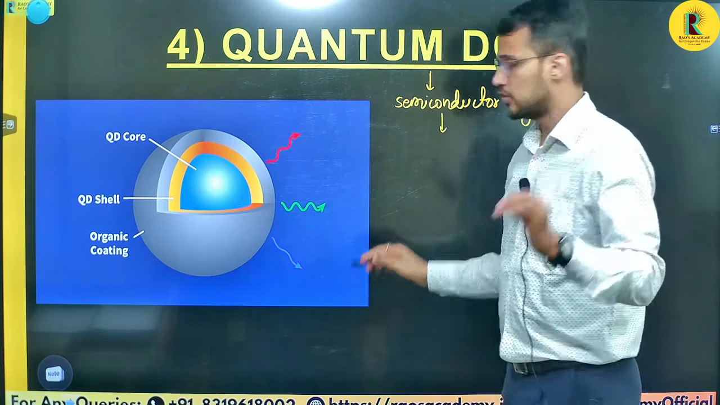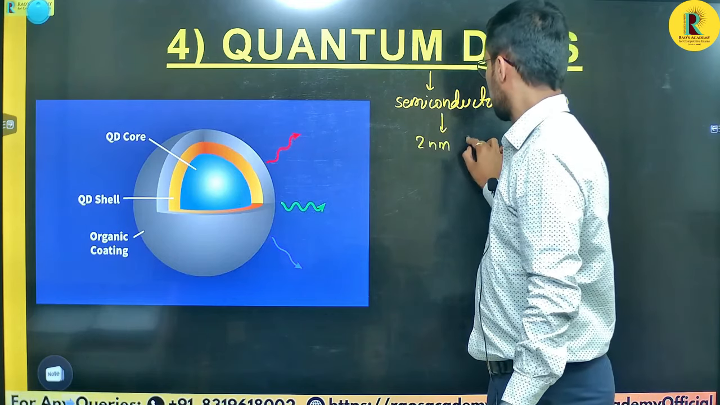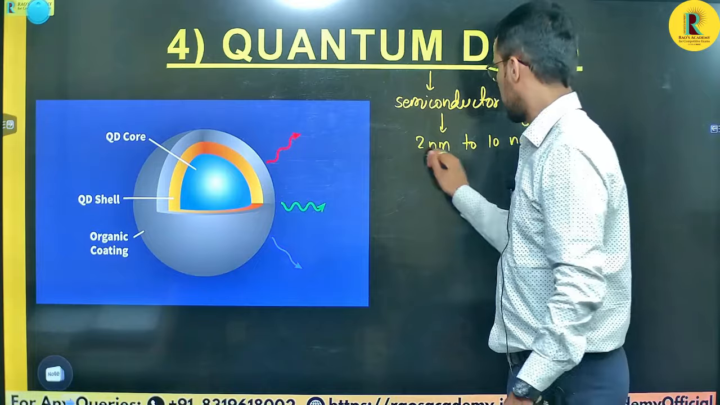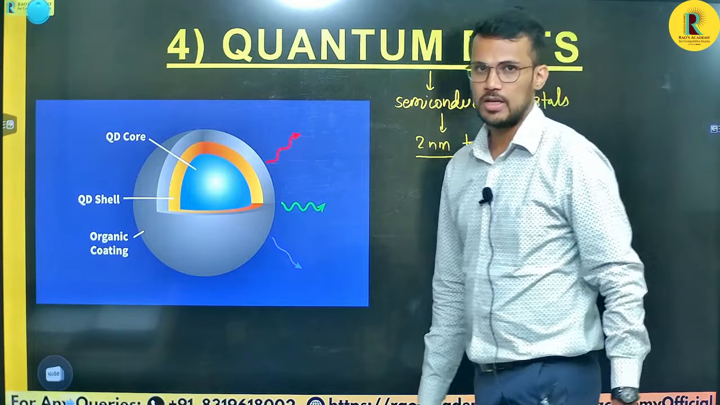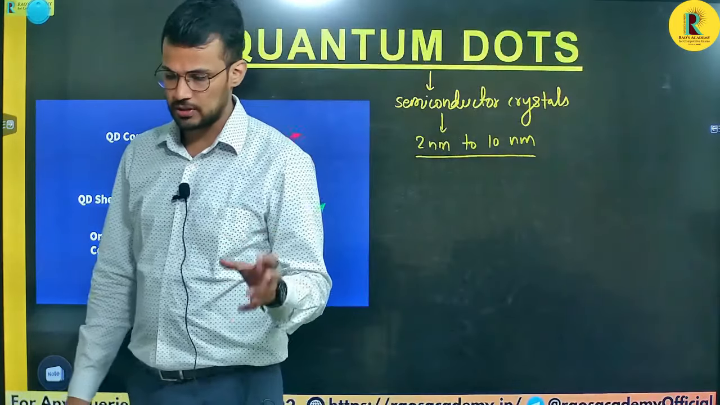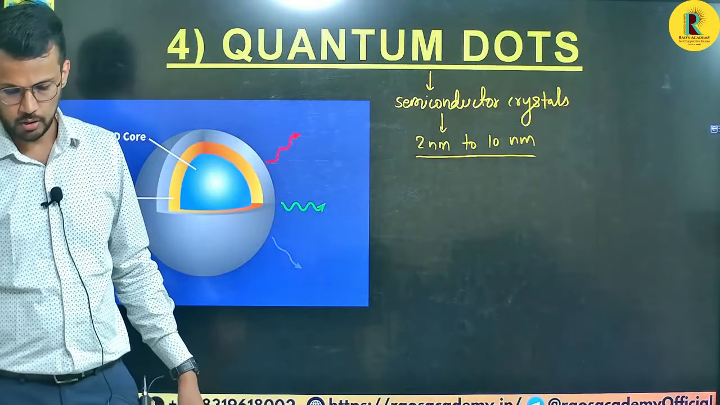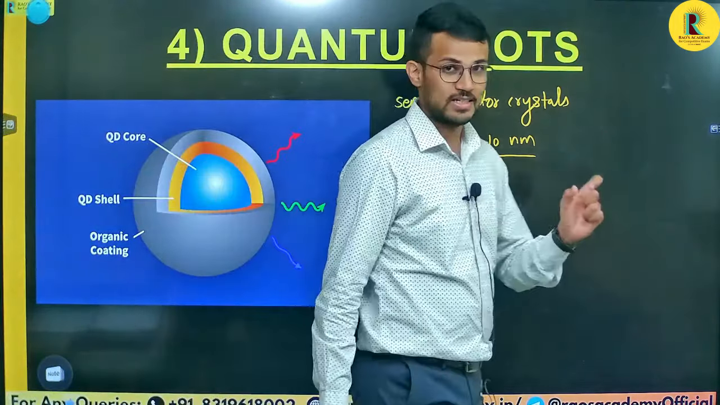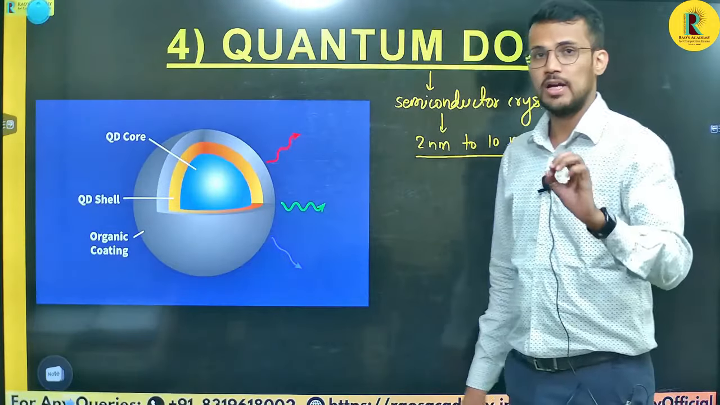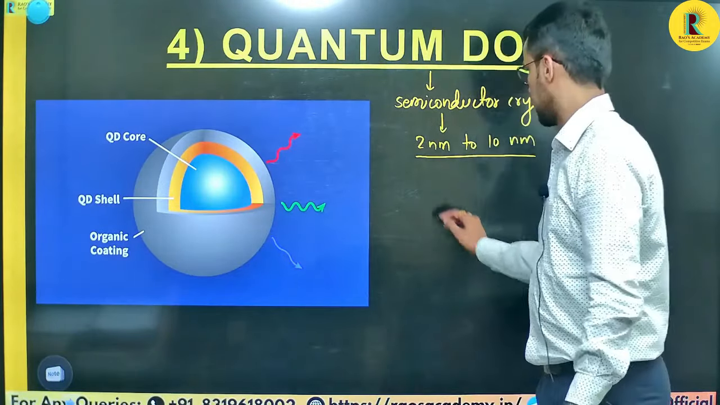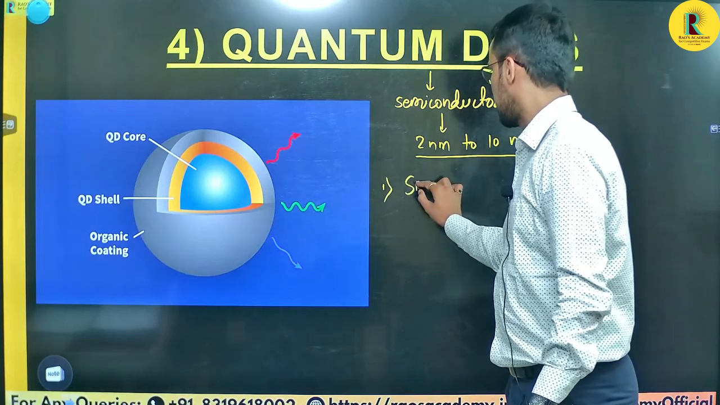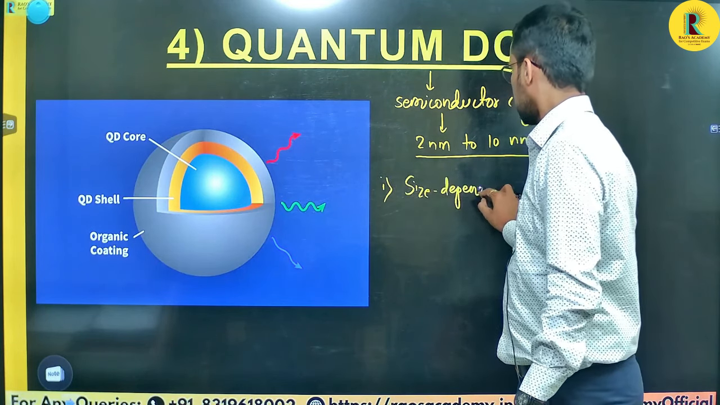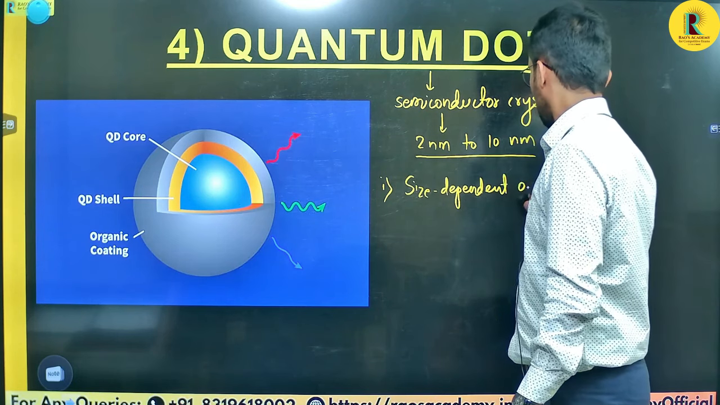And their size ranges from 2 nanometers to 10 nanometers. And this size of these quantum dots can be used for various important optical properties. So, the size of these quantum dots determines their optical properties. So, first is that they have a size dependent optical property.